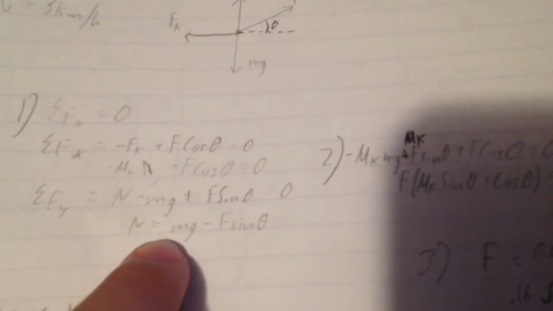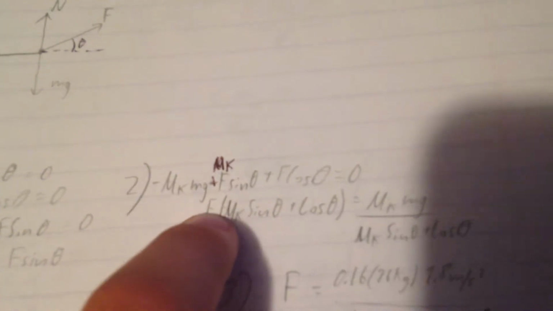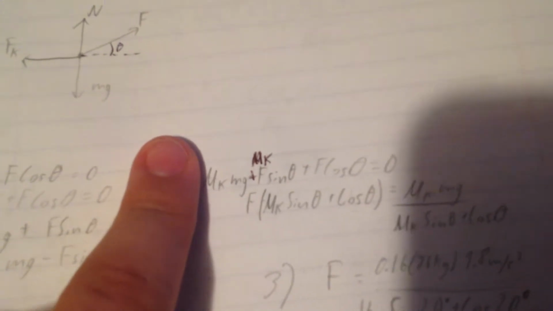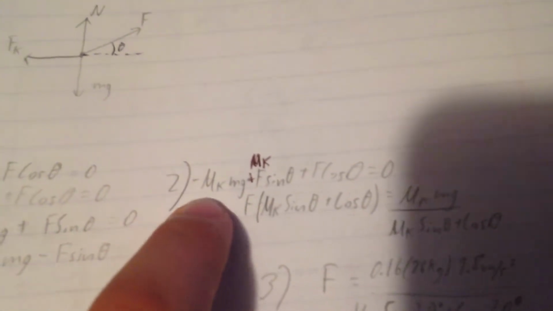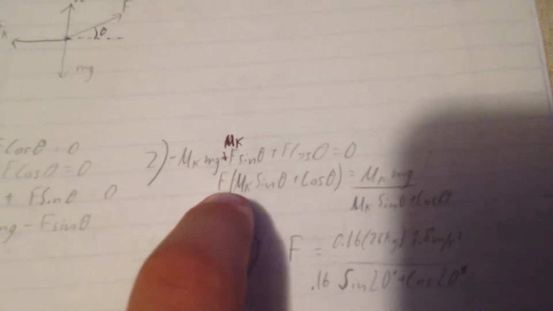So mu k times mg and mu k times F sine of theta give you this. Your mu k distributes to both of those, and you add the F sine term to the other side. Then you factor out the F from these two, and you're left with mu k times sine theta plus cosine theta, and then you divide to the side to get F.